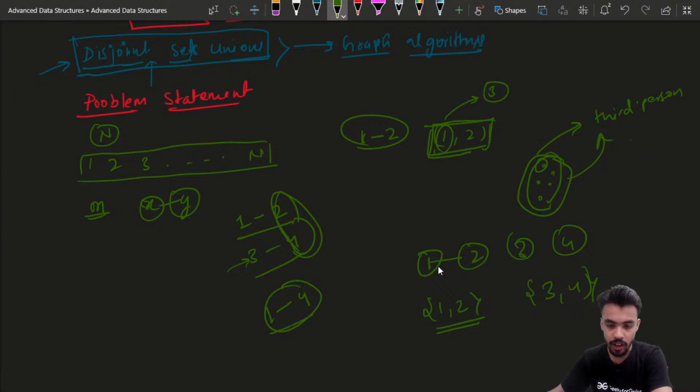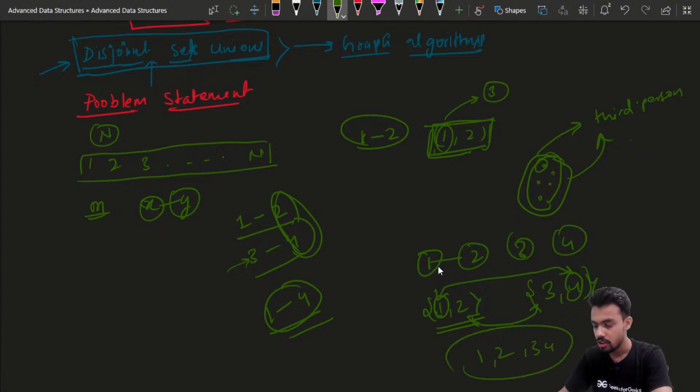Then we are getting a query of 1 and 4, so 1 is in this group and 4 is in this group, and as these people are each other's friends, both of these sets are going to combine, like all of them, 1 2 3 4, would be friends of each other.